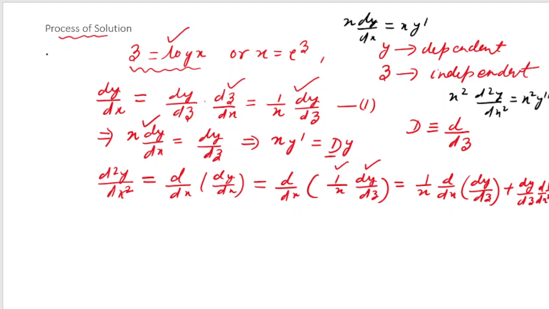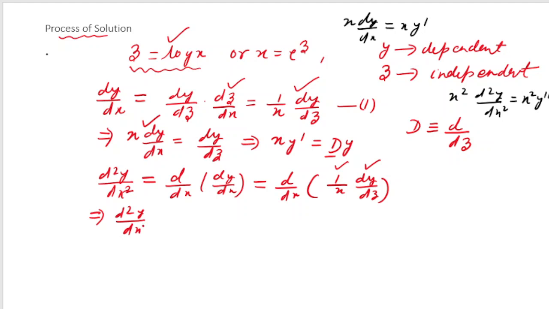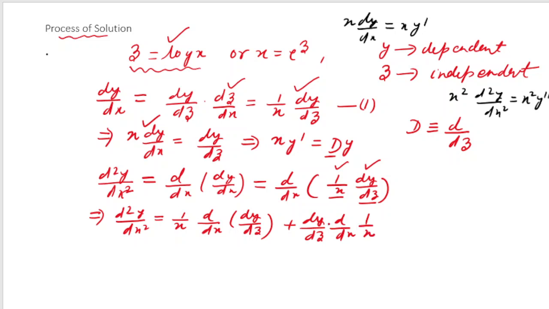Let me actually write it here in the bottom, because this may create a visibility problem. And let me repeat the whole argument again. What I am saying is that this d2y by dx square can be seen like this. Now I am going to apply the product rule here. There are two functions, first function and second function. So I write the first function 1 by x, the derivative of the second function, that is d by dx of dy by dz, and the second function again, dy by dz, and the derivative of the first function, that is d by dx of 1 by x.